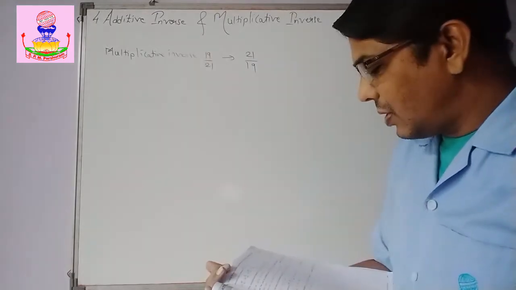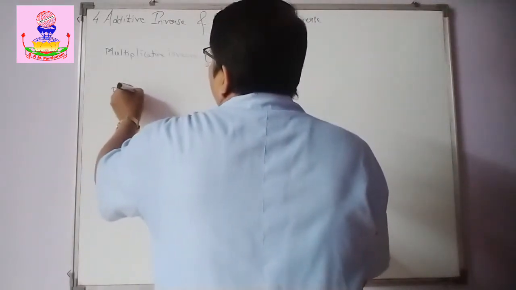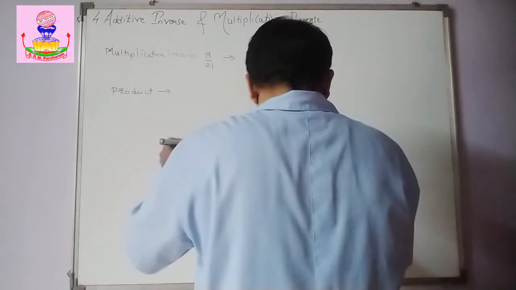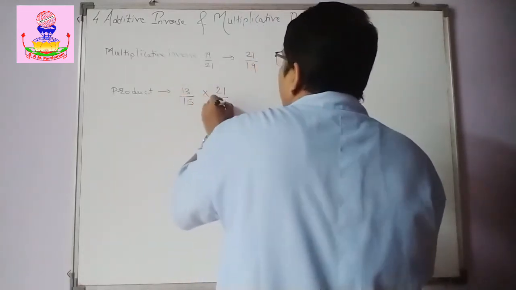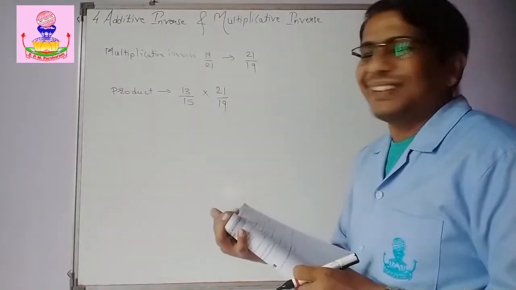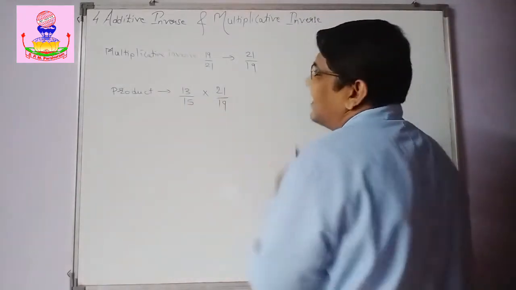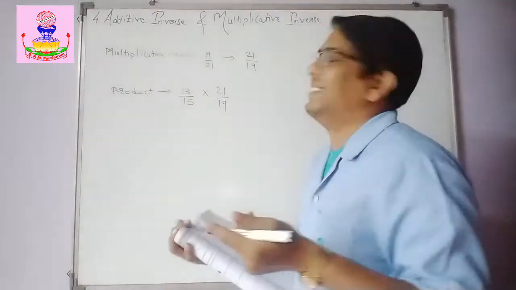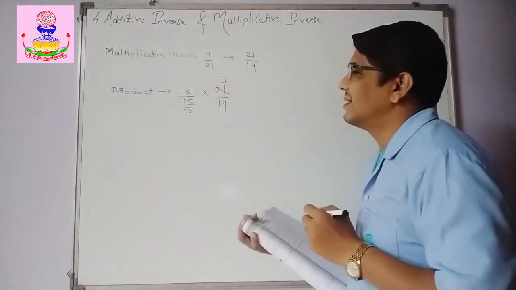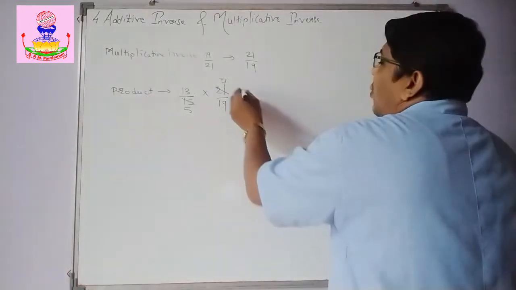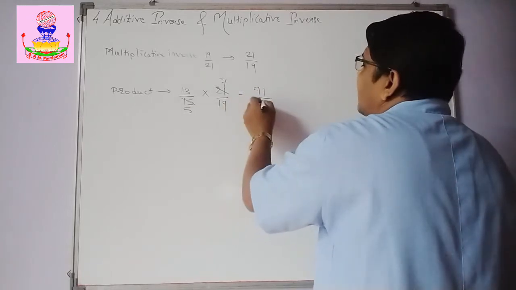And it is multiplied. So product of 13 upon 15 multiplied by 21 upon 19. Okay, so 21 upon 19. So these are divisible. They come in the table of, yes, 3. 3 fives are 15. 3 sevens are 21. And now 13 sevens are 91. 19 fives are 95.